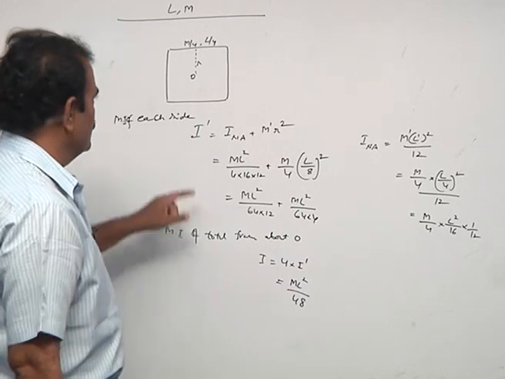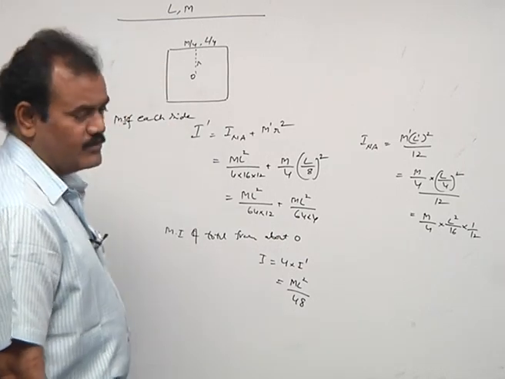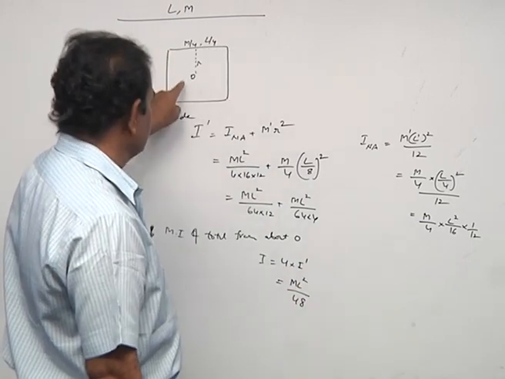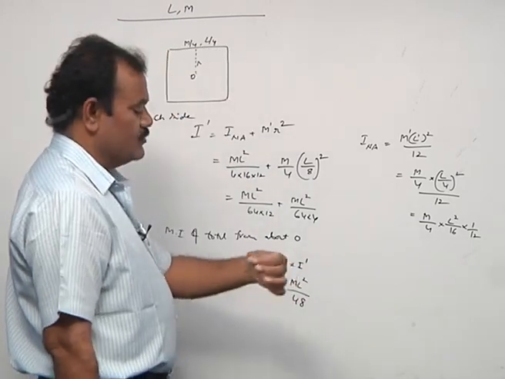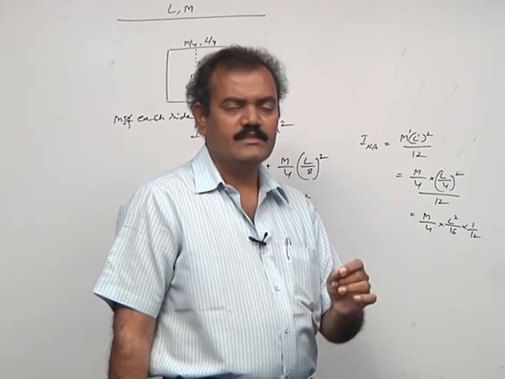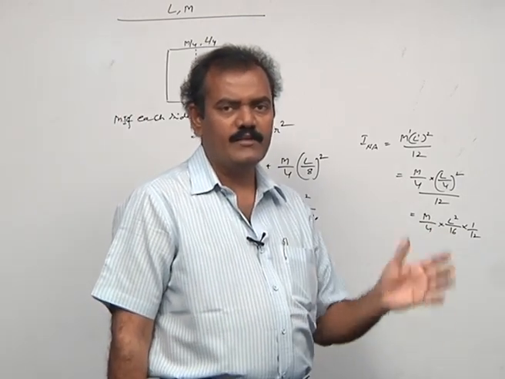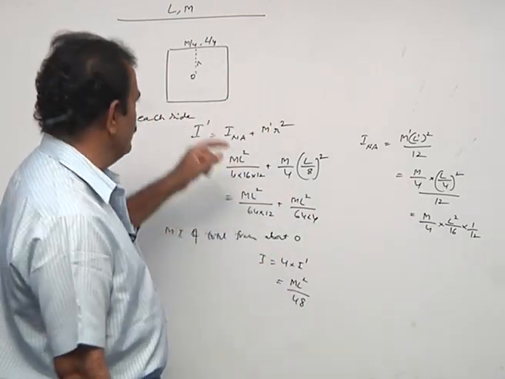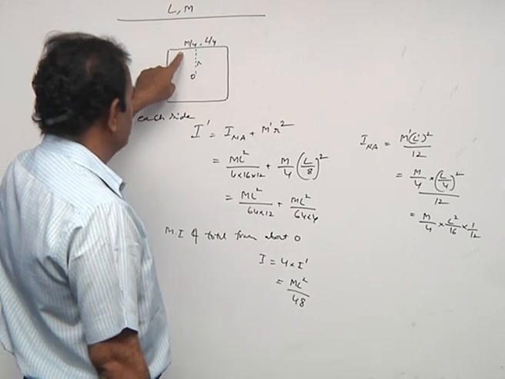So once again I tell you, here there are two axes appearing. This model is very important, the application of the parallel axis theorem. Here when the frame is rotating, first of all you should not get confused. You should not apply the formula for the rectangular lamina or the square lamina, because it is not a lamina, it is only a frame. So you have to find out the moment of inertia of each side.